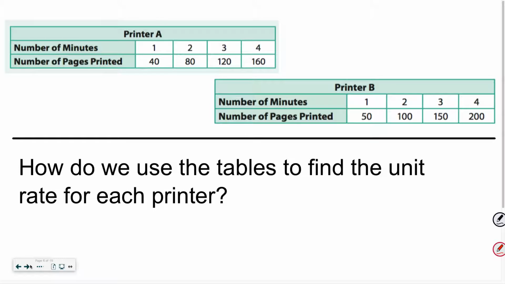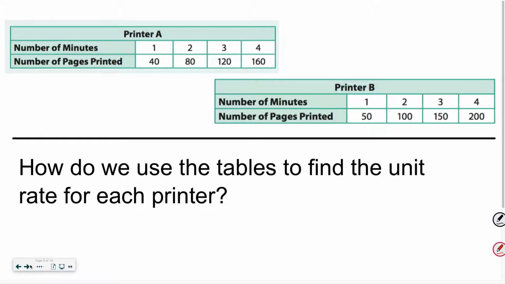So here are two tables, printer A and printer B. How can we use these tables to find the unit rate? We already kind of did it for printer A. So how do we just say it again? How do we find the unit rate for printer A? Because the number of minutes per page. No. Pages per minute. But specifically in this printer. Where was it? It's on the board. I'm loving you guys today.